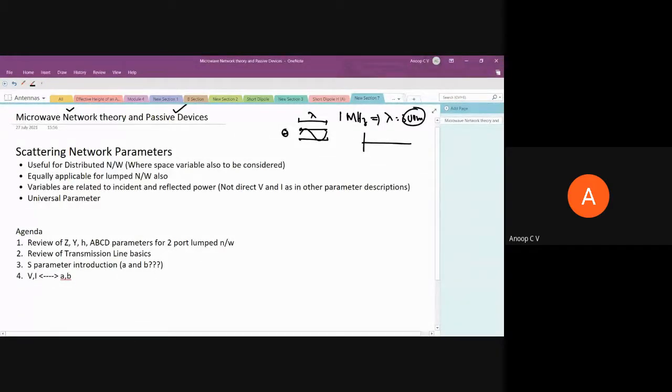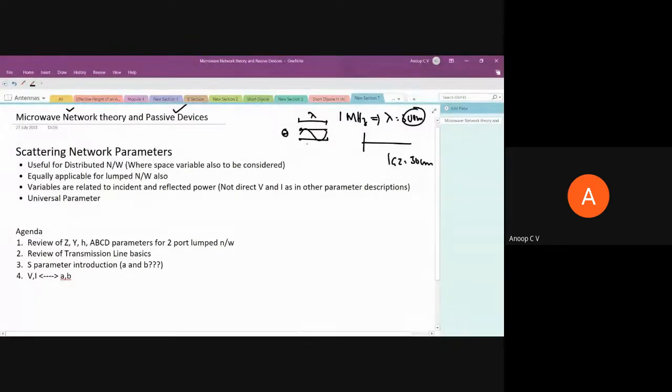So 1 megahertz is almost the ceiling, the maximum, since 1 to 2 megahertz is what you use in the lab when you are conducting some discrete component experiment, right? Whereas in microwave network theory, the frequency will be of the order of gigahertz. If it is 1 gigahertz, the lambda will be of the order of 30 centimeter.